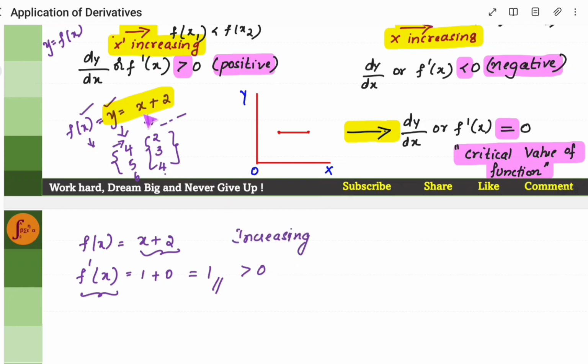So there are two methods. One is you put different values of x. As the values of x increase, the value of y should increase. Or you can also say the derivative of this function should be greater than 0. Rather, it should be positive. Right? It is 1 here. It can be 2, 3, any positive value. Any positive value, we call it an increasing function.